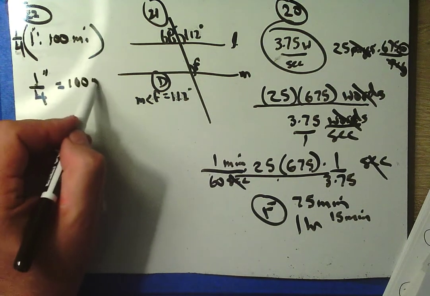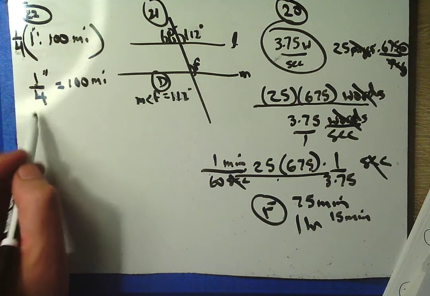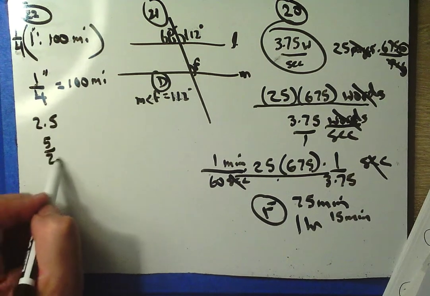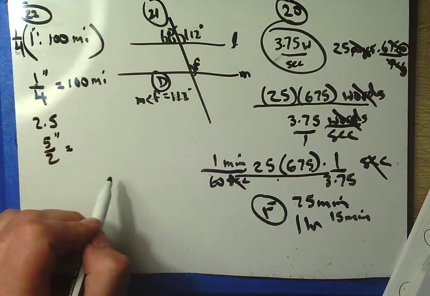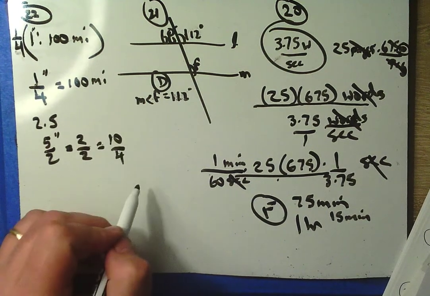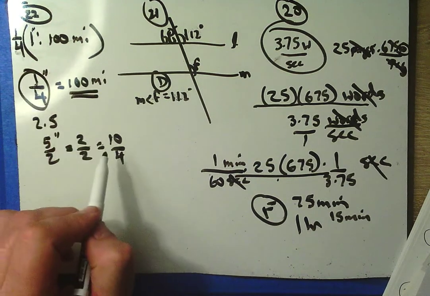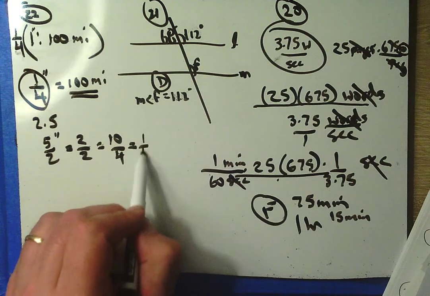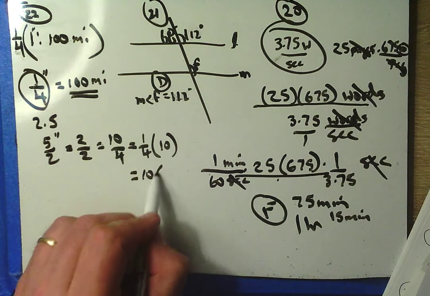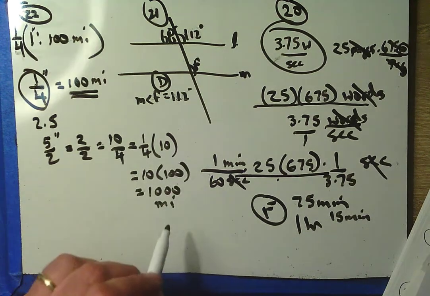100-mile distance. Okay, and so now we see two cities are 2.5 inches apart, or 5/2 of an inch apart. How many fourths is that? Well, if I multiply by 2 over 2, I get 10/4. Each of those fourths is 100 miles. I have 10 of those fourths. So 10 times 100 miles tells me that those cities are 1,000 miles apart.